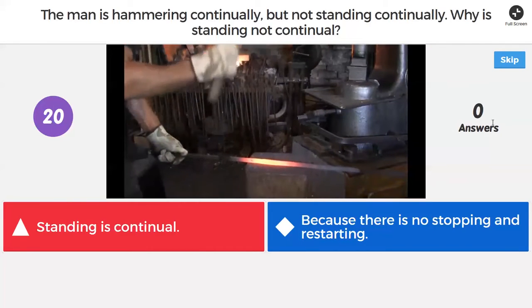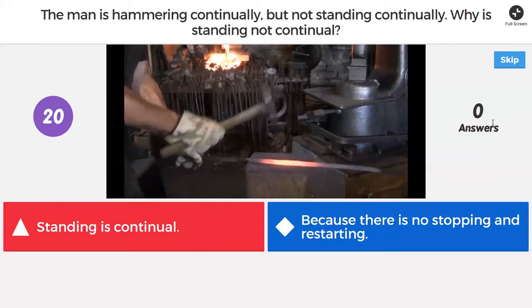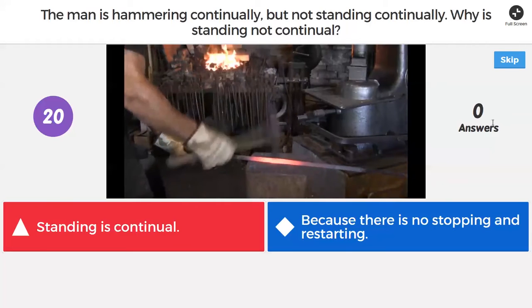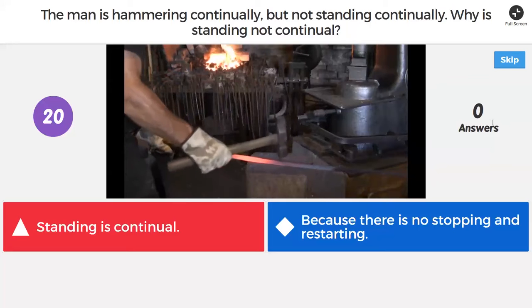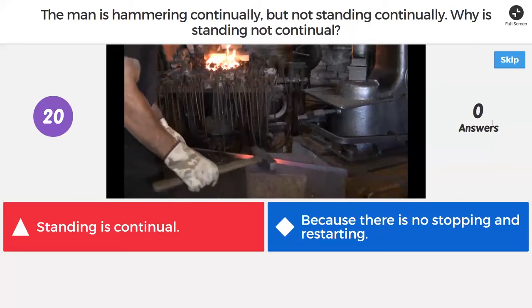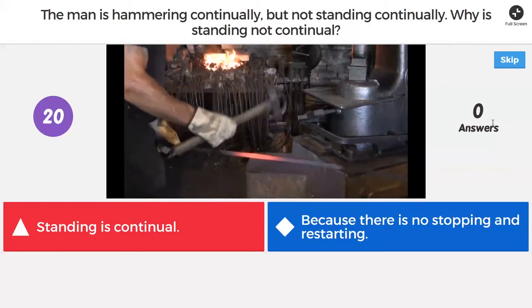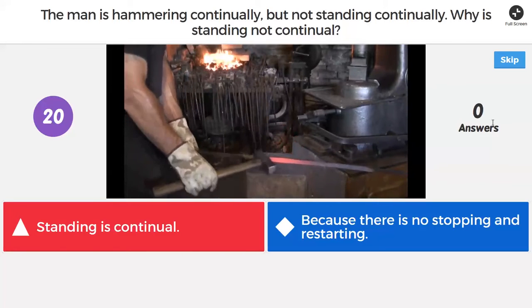One possible answer is standing is continual, but we already said it isn't. So that just can't be. It doesn't make sense. We believe the question, so we're going to ignore that. Our only realistic answer is because there is no stopping and restarting. Okay, so he's doing something. He's always standing, but he isn't always hammering. So there does seem to be a difference.